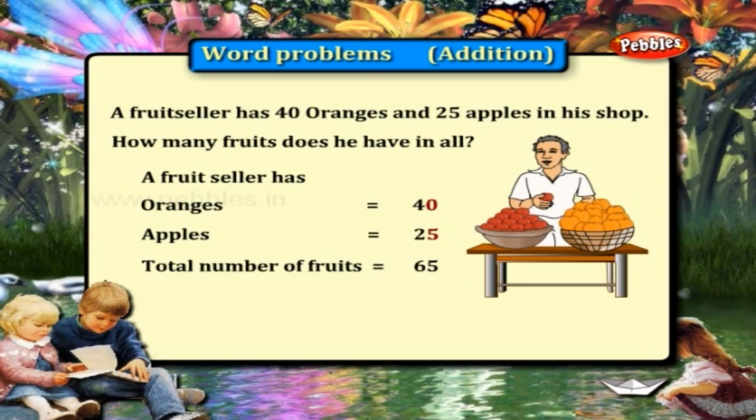We added the numbers in the ones place. 0 plus 5 is equal to 5. And then we added the numbers in the tens place. 4 plus 2 is equal to 6. So we got 40 plus 25 is equal to 65.